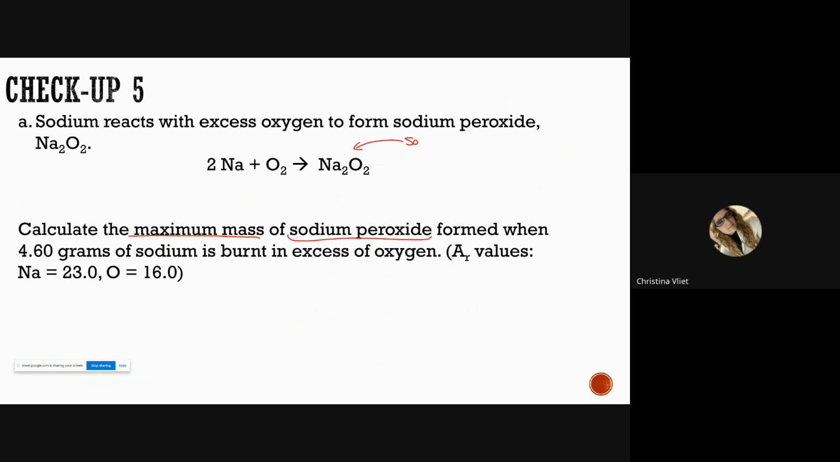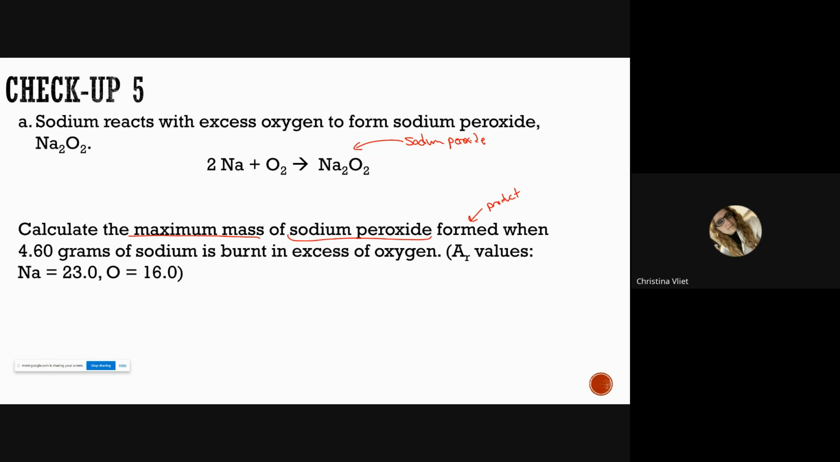This is sodium peroxide. And you can figure this out contextually two ways. One, because it's a compound, and it's the only compound there. Two, because they told you it was made. Formed means this is the product. So even though you may not have seen it, they can give you something you've never seen before, and you have to figure it out by context. So we're looking for sodium peroxide. So calculate the maximum mass of sodium peroxide from 4.6 grams of sodium burnt in excess of oxygen.